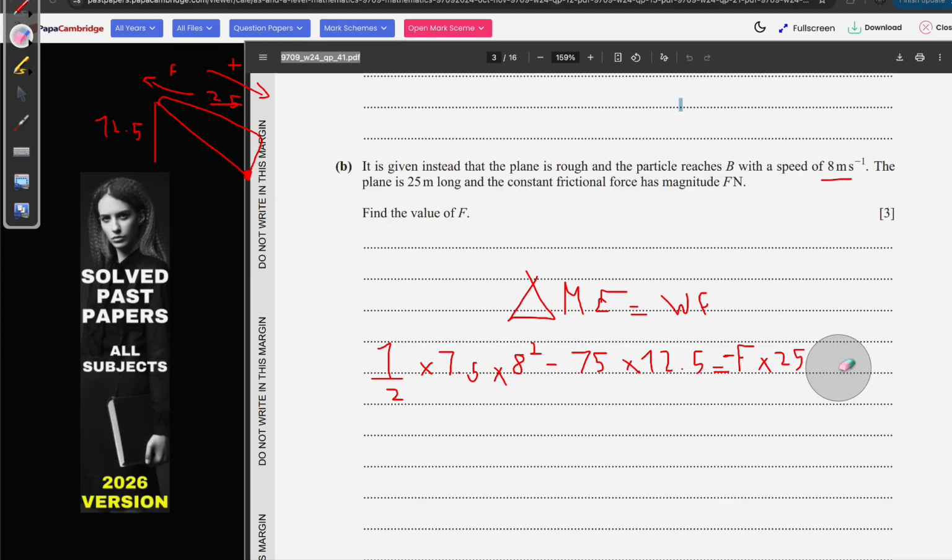1/2 times 7.5 times 8 squared minus 75 times 12.5 is equal to negative F times 25, which is going to give us F equal to 27.9 newtons.